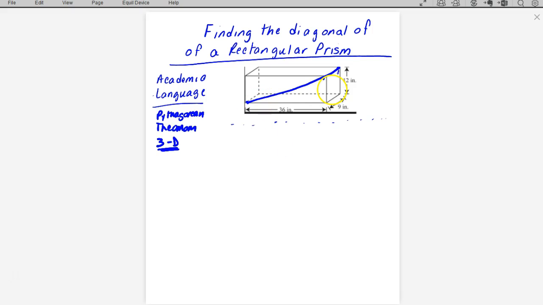Hold on one second, you guys. Oh, there it is. See this side? My pen went crazy.